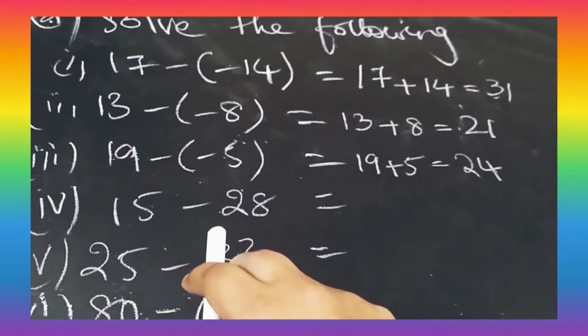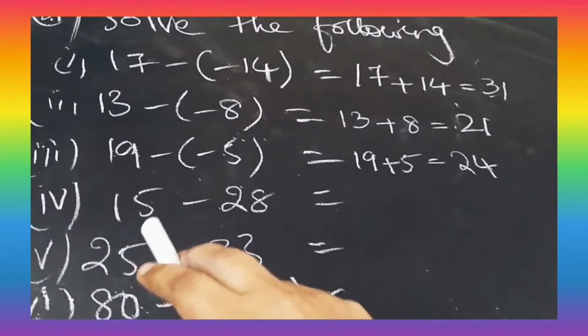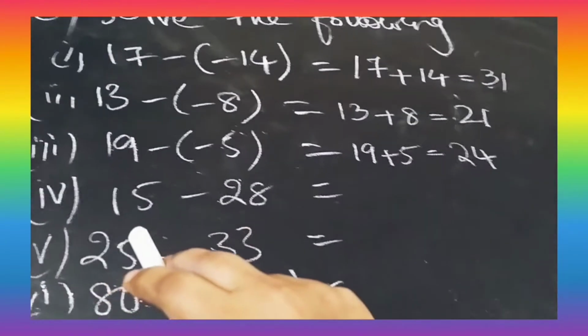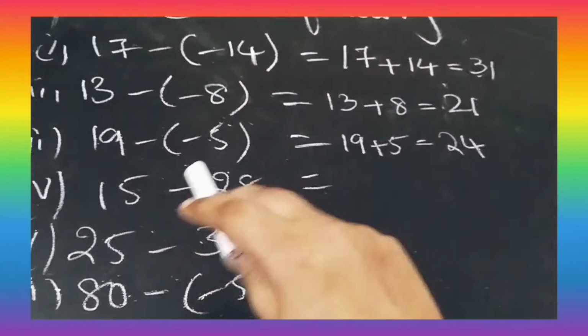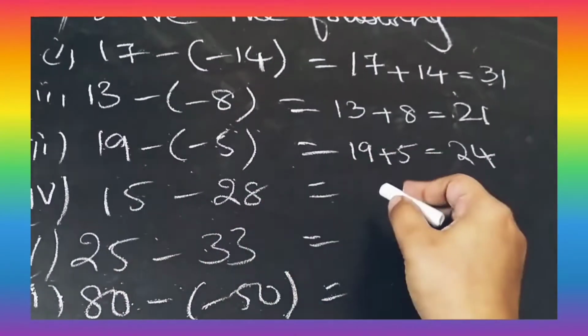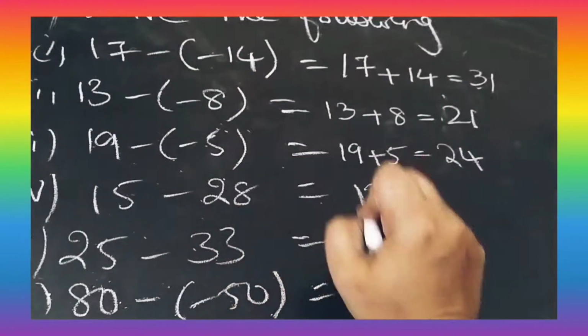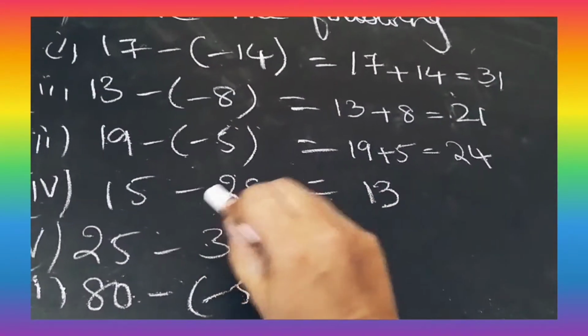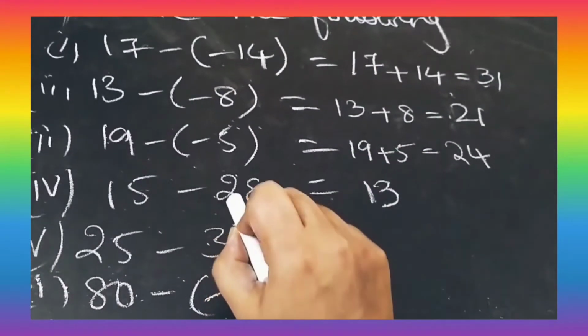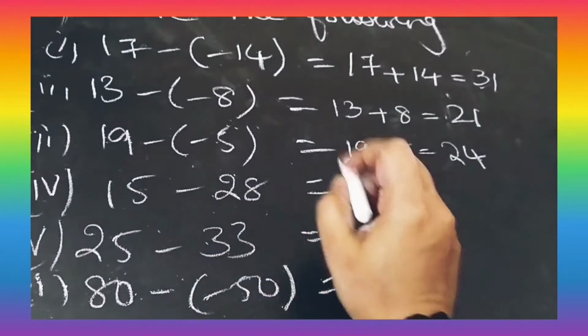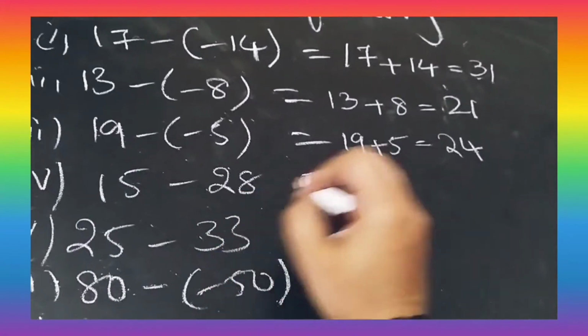Again 15 minus 28. 15 minus 28 means here what you have to do, you have to do 28 minus 15. What is 28 minus 15? It is 13. So you have to write the minus symbol. Why do you have to write the minus symbol? Because the minus number is bigger.